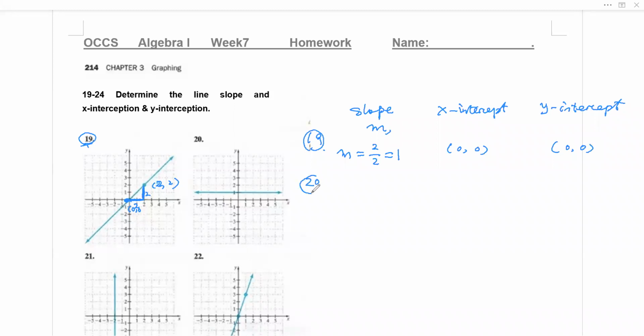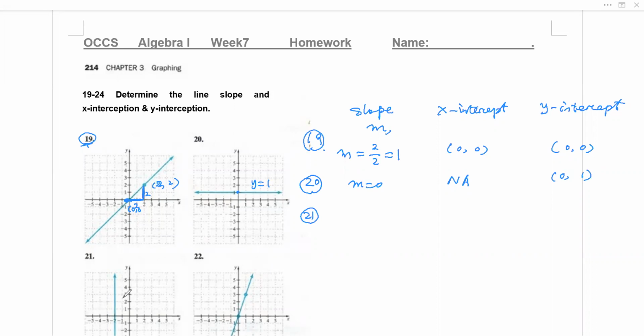So let's see 20. Number 20 is actually a horizontal line. So y equals 1 always. We can write it out, right? y equals 1. So the slope is 0. We know for a horizontal line the slope is 0. Now the x-intercept: this horizontal line never intercepts the x-axis, is it correct? The y-intercept is right here, so it's 0, 1.